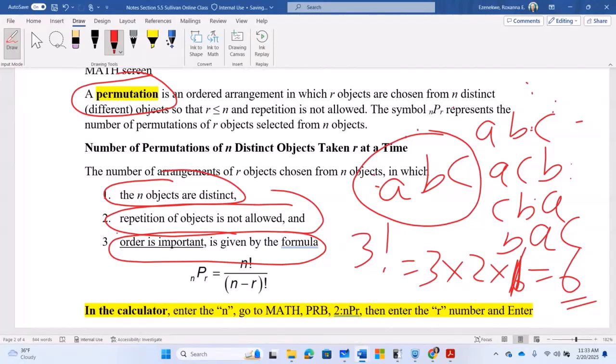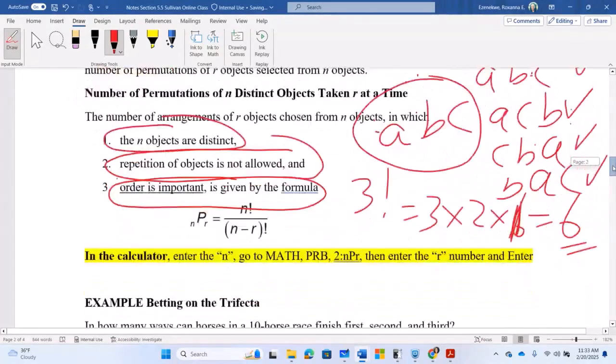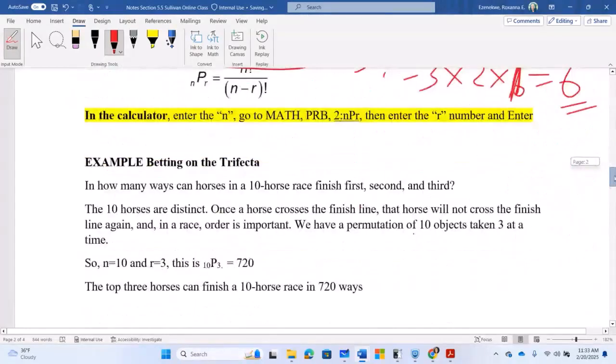Because order is important. Okay, remember that order is important is not the same as repetition. There is no repetition. Order is important means that this is a different permutation, this is different, this is different, this is different. So there is no repetition, an object cannot repeat. Okay, so the next one, we already put it in the calculator.